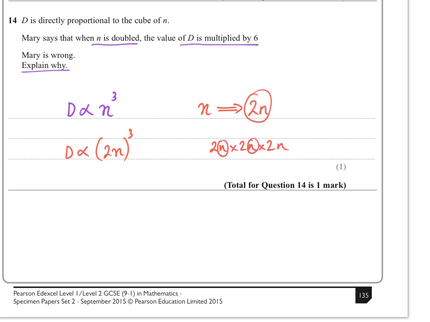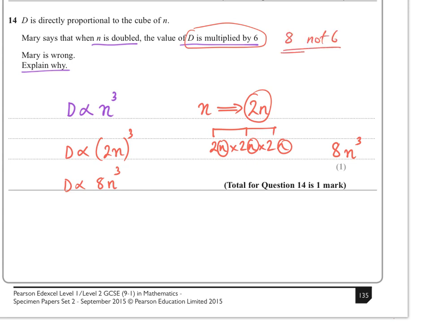So yes, we have the n cubed here, but what do we have here? We have 2 times 2 times 2, which is not 6, it's actually 8. So d would be proportional to 8n cubed. So it seems to me that when n is doubled, the value of d is actually multiplied by 8, not 6. So you can do your explanation, and that's your good reason as to why Mary is wrong.